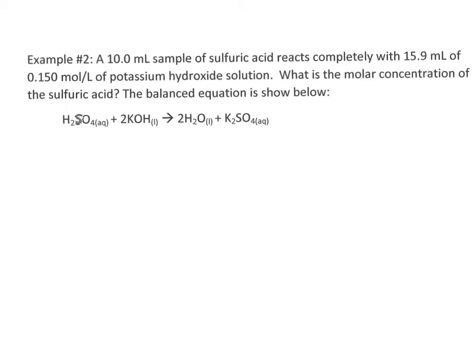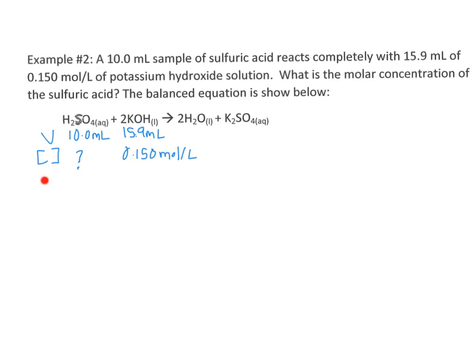In this example, we have a 10 milliliter sample of sulfuric acid that reacts completely with 15.9 milliliters of 0.150 mole per liter potassium hydroxide solution. We want to know what the molar concentration of the sulfuric acid is, and we have a balanced chemical equation. So the first thing we want to do is pull out our given information from the word problem. Once again, you want to write your volume and your concentrations underneath your equation, just to make it nice and easy and tidy.